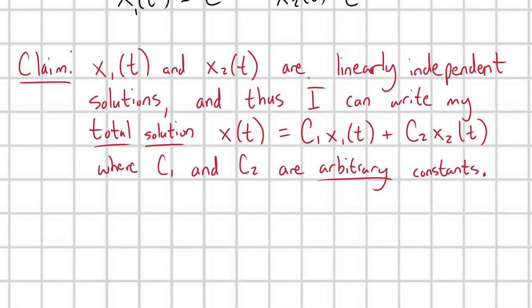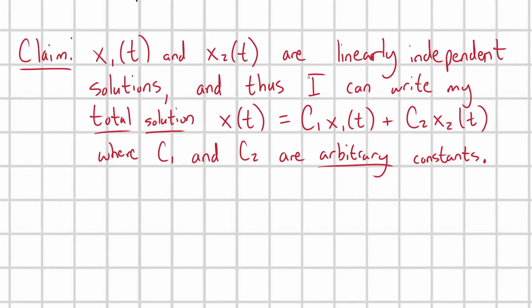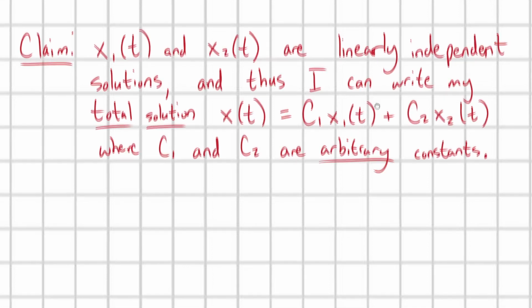Because x1 and x2 are linearly independent solutions, I can write a total solution, x of t, as c1 times x1 of t plus c2 times x2 of t, where c1 and c2 are arbitrary constants. So remember when I was talking about the differential operator, and that the differential operator is a linear operator? That's going to make this second fact here really easy to prove, okay?